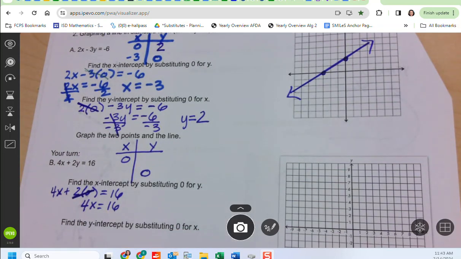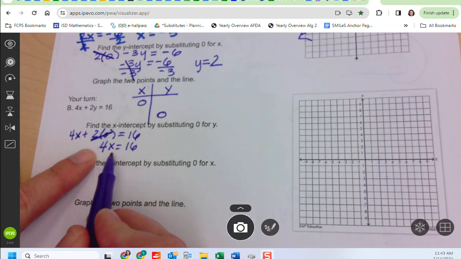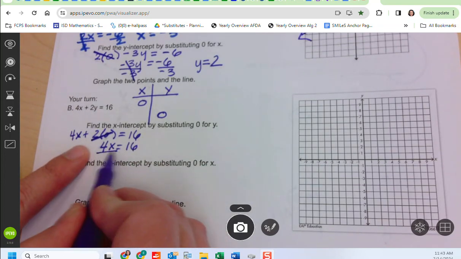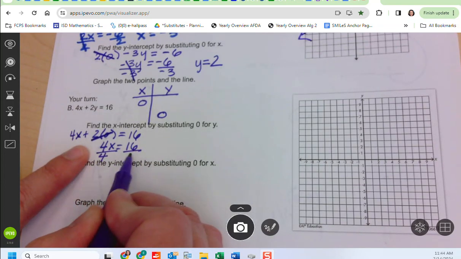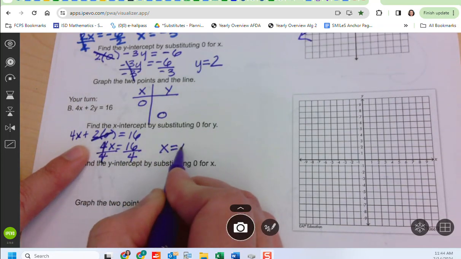And then that means 4 times x equals 16. So how do you undo the multiplication? Divide. Now somebody said, do I divide by 4 or do I divide by 16? You divide by the thing you're trying to get rid of. I need to get rid of the 4 so that x will be by itself. So I'm going to divide both sides by 4. That will cancel my 4 out. And now I have x equals 4.